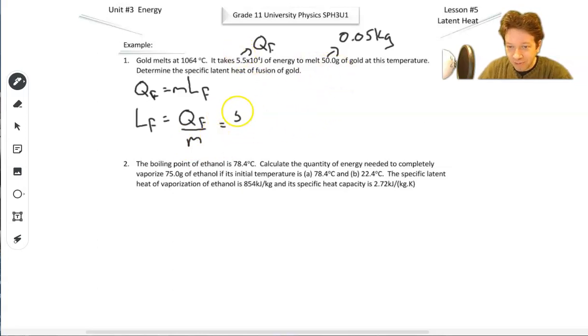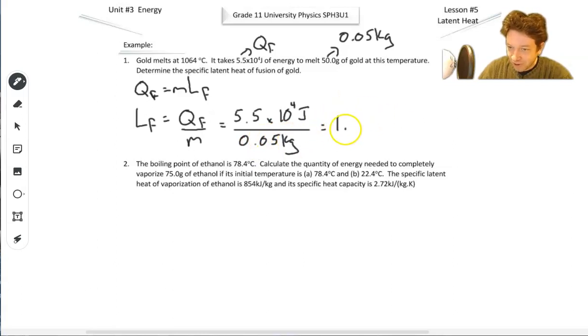So Q_F is 5.5 times 10 to the 4 joules over, and the mass is 0.05 kilograms. And you put that in your calculator, you'll get 1.1 times 10 to the 6 joules per kilogram.